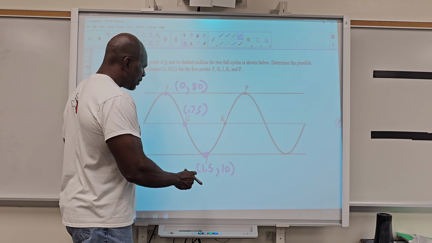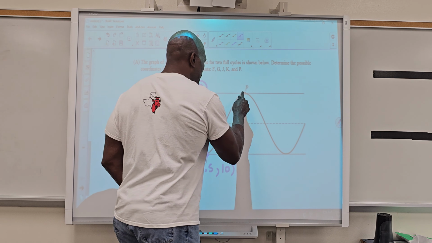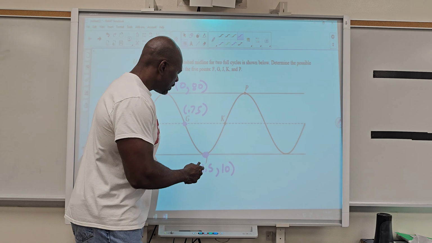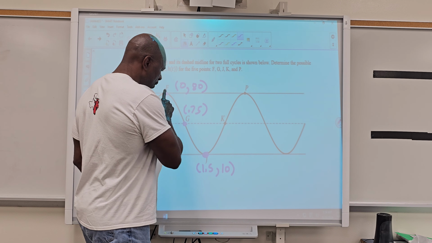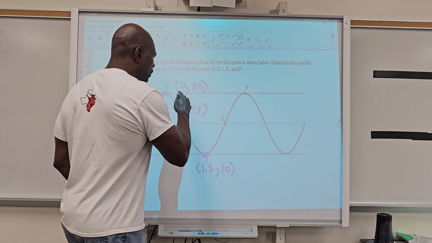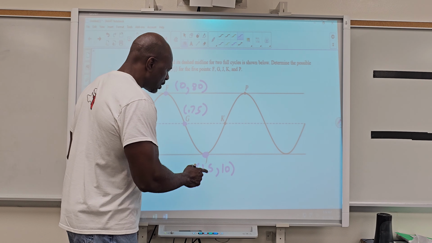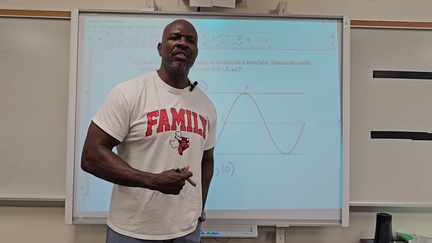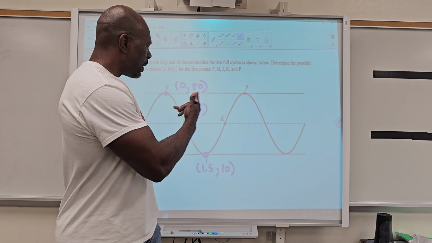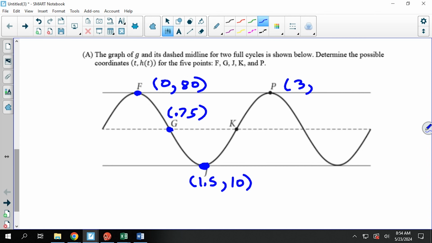And again, going from F to J is half a rotation, or half of a period. Going from F to P is a whole rotation, or one full period. So if it took 1.5 seconds to do half of the period, that means a full period from F to P would be 3 seconds. So this would be 3. And of course, this y coordinate, or h of t coordinate, is 80.